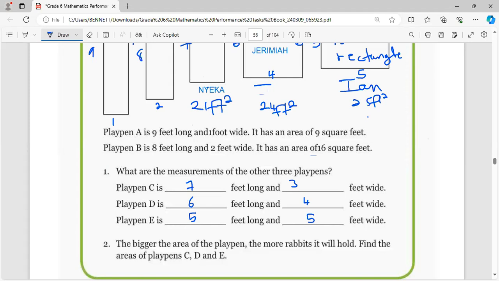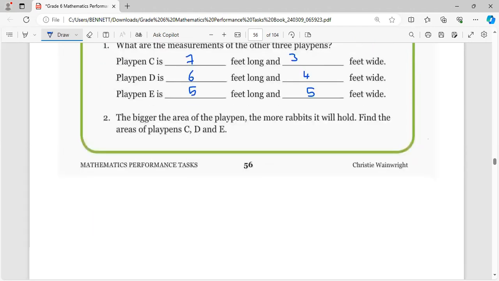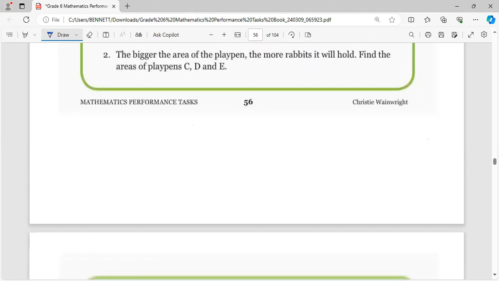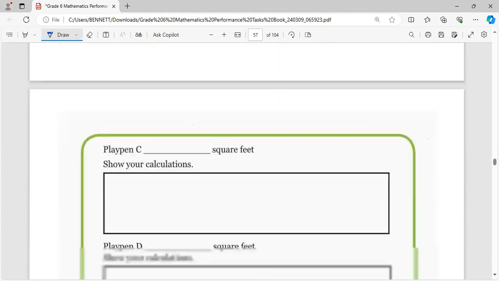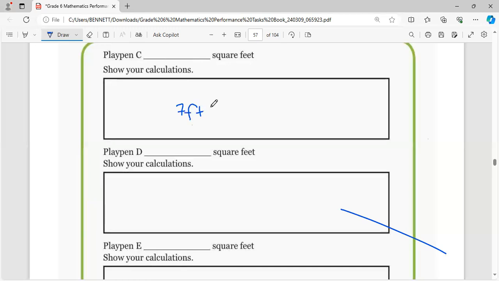But remember, the objective is not just to find the area, but to find the area of the playpen, right? So you want to find out which one of them can hold the most rabbits. We actually showed it up there already, so let me just do it down here. It was 7 feet times 3 feet. Even though you guys explained, we could just fill it in quickly. It's 21 feet square.